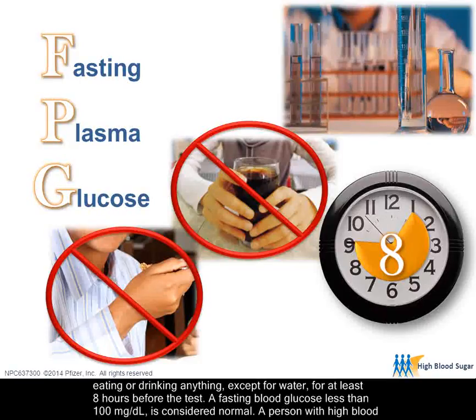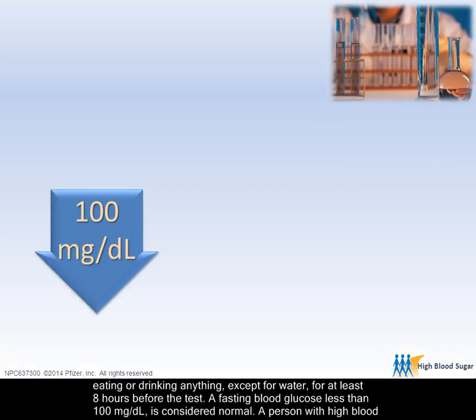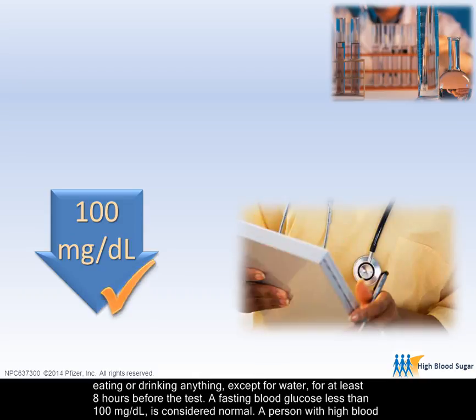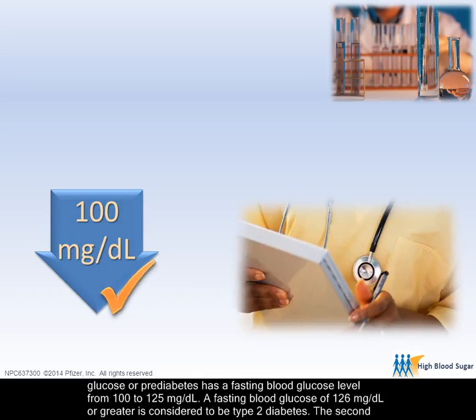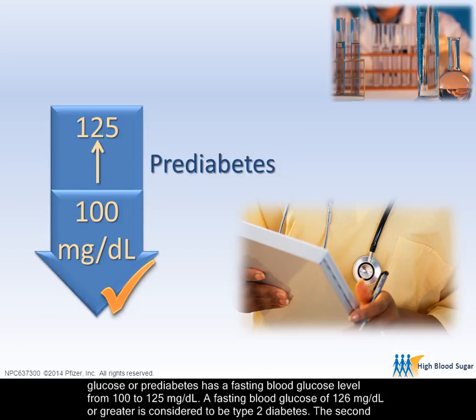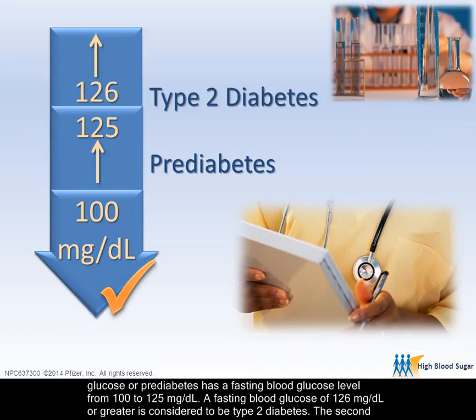A fasting blood glucose less than 100 milligrams per deciliter is considered normal. A person with high blood glucose or prediabetes has a fasting blood glucose level from 100 to 125 milligrams per deciliter. A fasting blood glucose of 126 milligrams per deciliter or greater is considered to be type 2 diabetes.